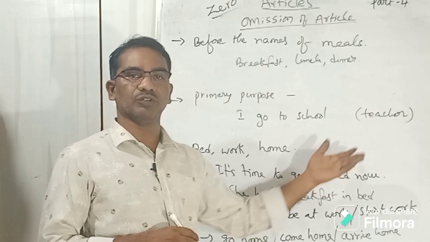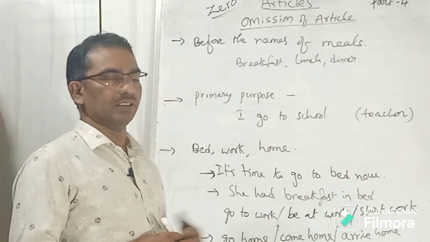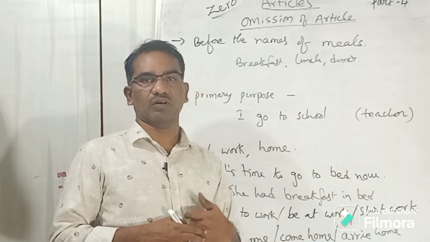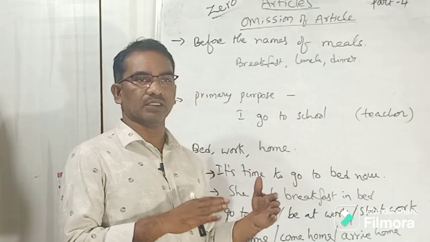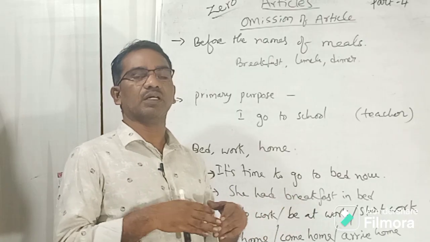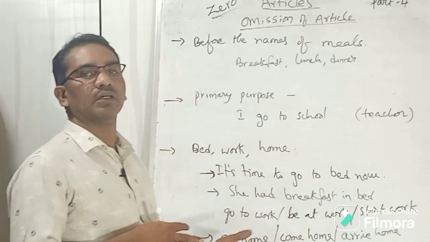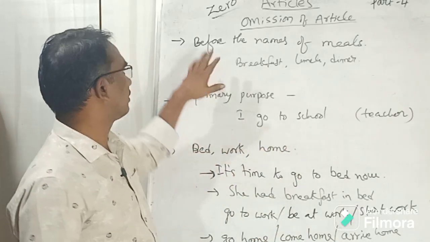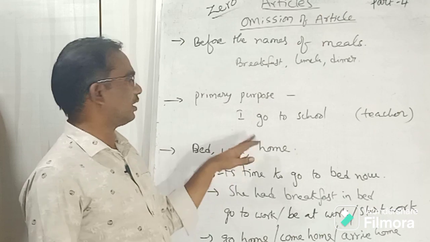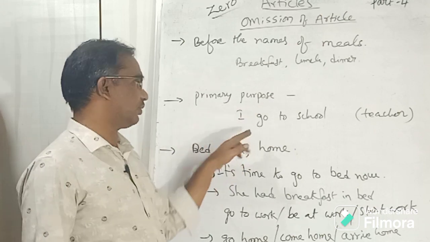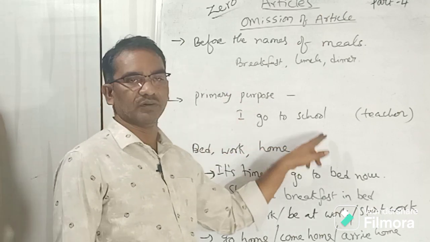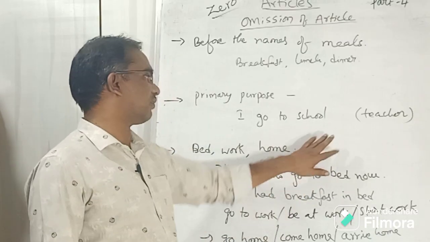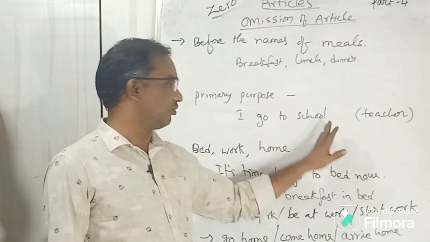I'm going to the school to meet my friend. I go to the hospital. I have some work with the doctor. I'm not going to the hospital as a patient, but as a friend of a doctor. So, first one, names of meals, and the second one, primary purpose. When you use a place like a school, university, hospital, court, etc. for its primary purpose, then no article.